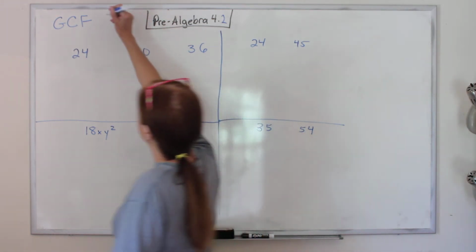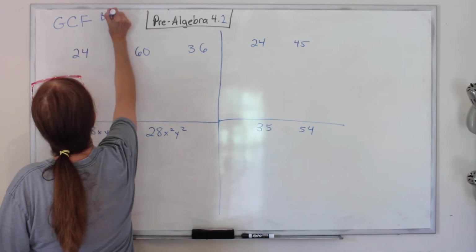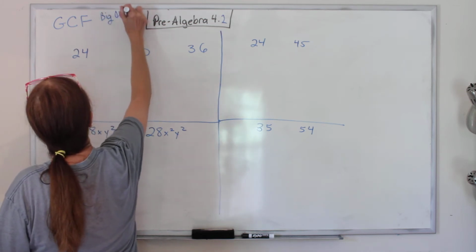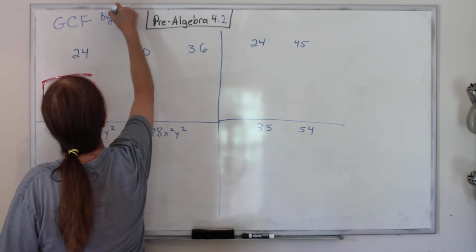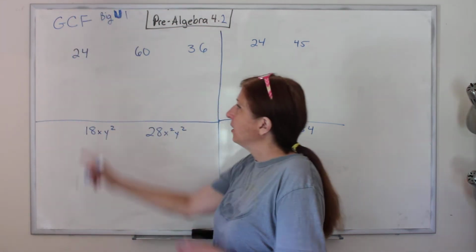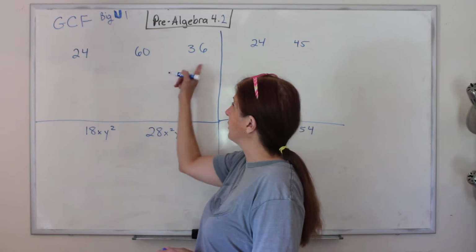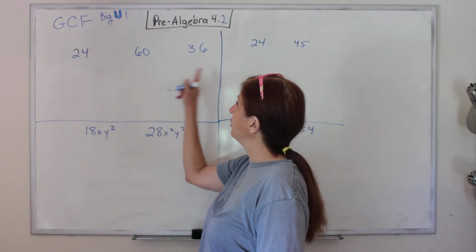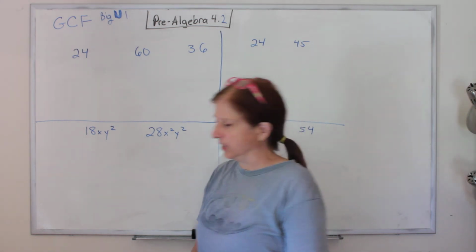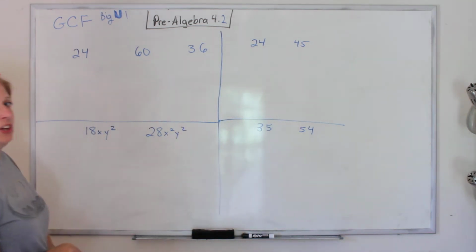You do the big U. That's a terrible looking U. Let's make it look U-ier. The big U. Alright? So we have three numbers here that we're going to find the greatest common factor of. To do it, we need to do the big U for all three of them. So let's review how to do the big U.